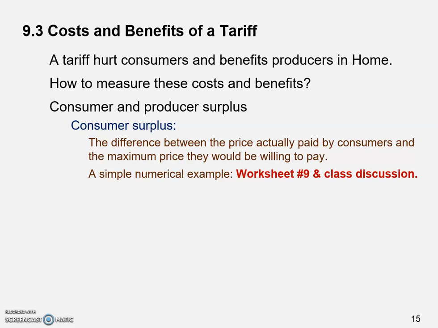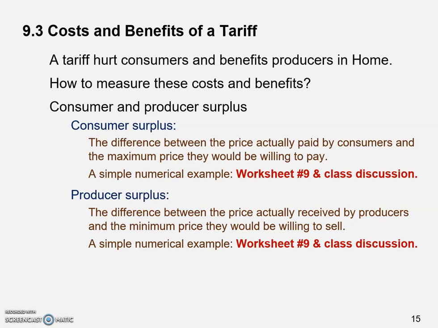Using the numbers I just made up, if someone is willing to pay $5 per bottle, but he or she actually pays only $1, then the consumer surplus in this case would be just $4. Okay. And of course, the higher the maximum price that you would be willing to pay, the larger the consumer surplus. Okay. And in worksheet number 9, you'll find a simple numerical example. We're going to do that in class together.